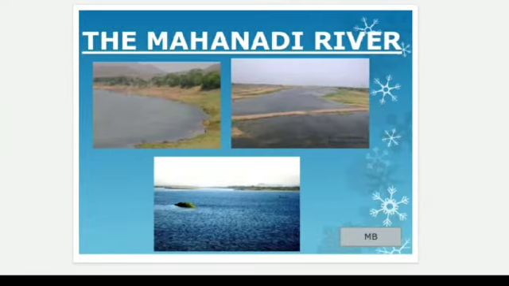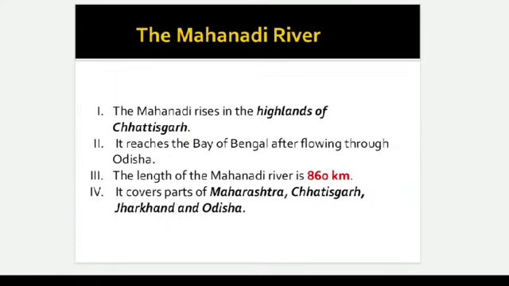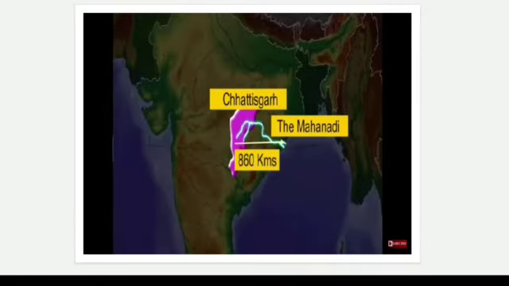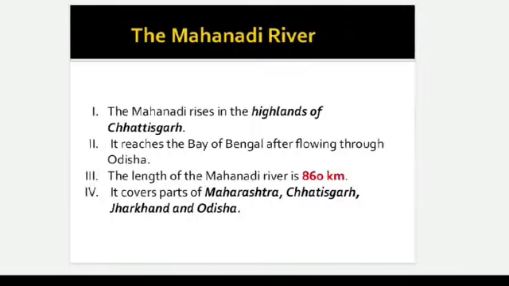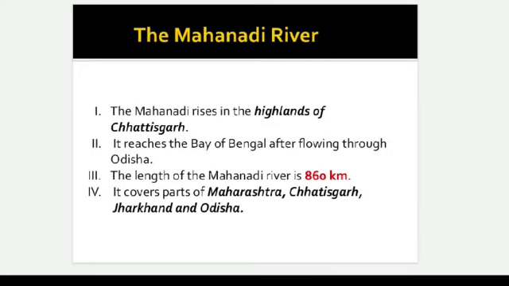Now we come to the east flowing rivers, that is Mahanadi River. The Mahanadi River rises in the highlands of Chhattisgarh. You can see it has risen from the highlands of Chhattisgarh. It reaches the Bay of Bengal after flowing through Odisha, and the length of Mahanadi River is 860 km. It covers parts of Maharashtra, Chhattisgarh, Jharkhand and Odisha.